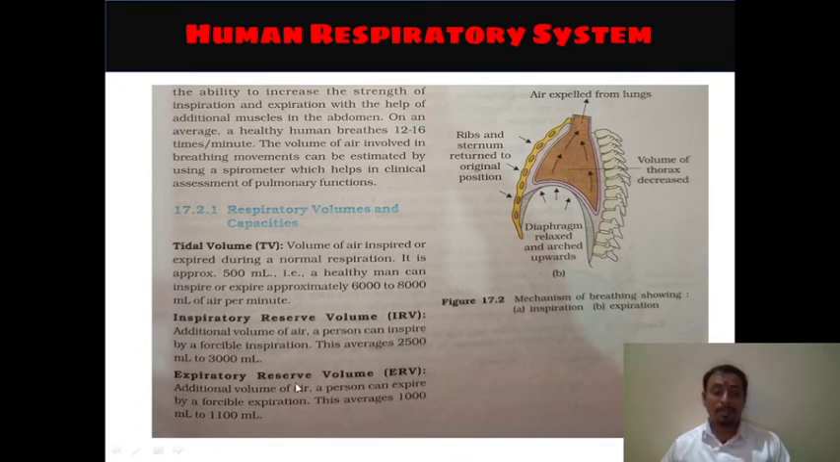Then let's see expiratory reserve volume. What is this? The additional volume of air a person can expire by forcible expiration. Okay, so for inspiratory reserve volume it is 6000 plus 3000. And for expiratory, again 6000 plus this 1000 ml, meaning 6 liters plus 1 liter. So 7 liters is the forcible expiratory volume plus TV, and 11 liters is the inspiratory reserve volume plus TV.